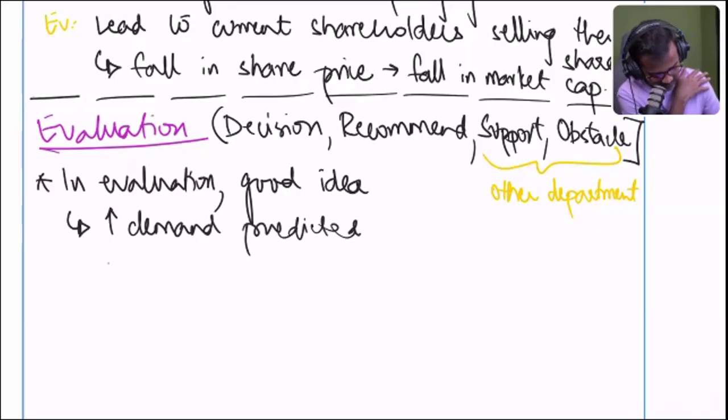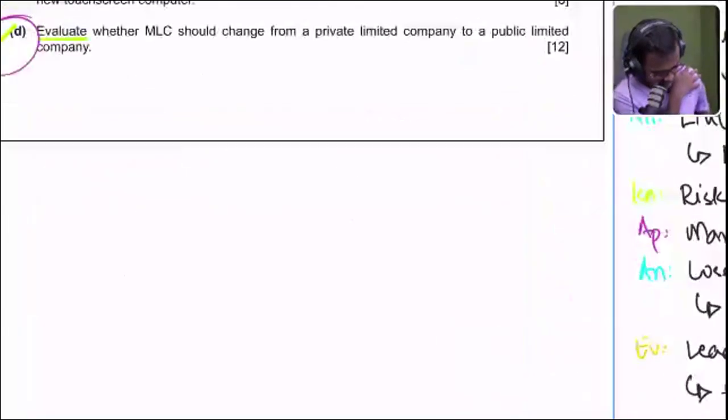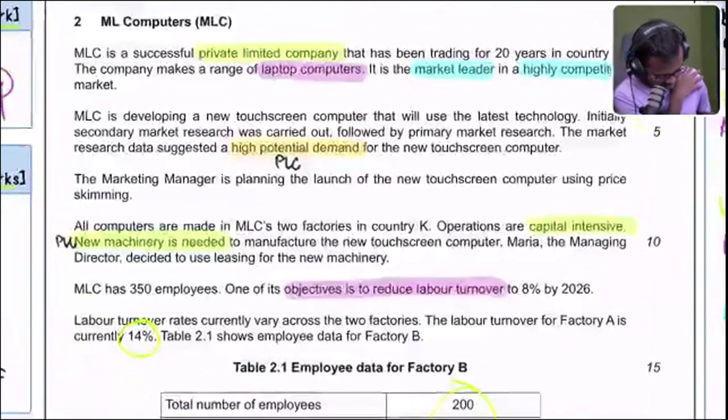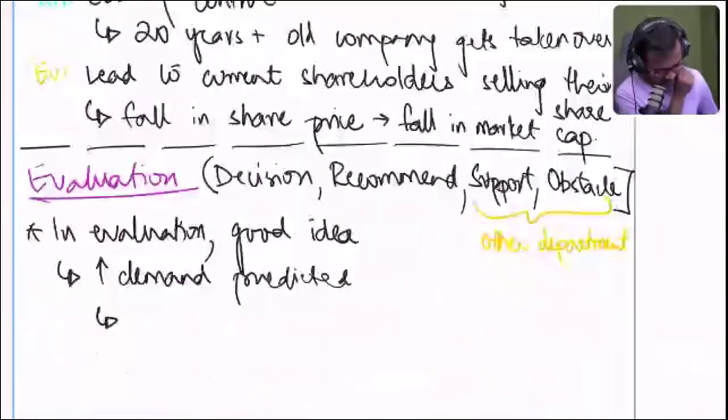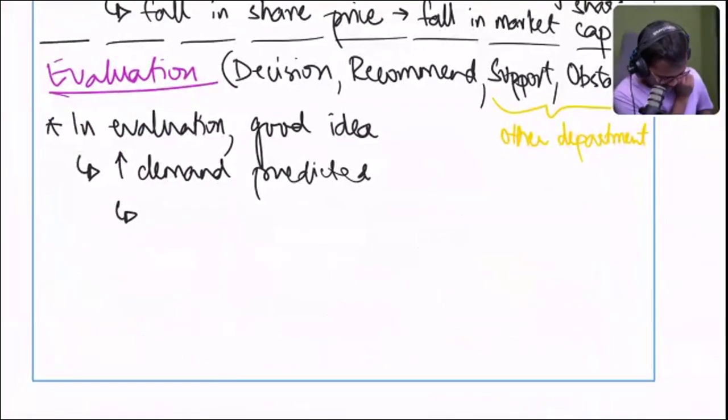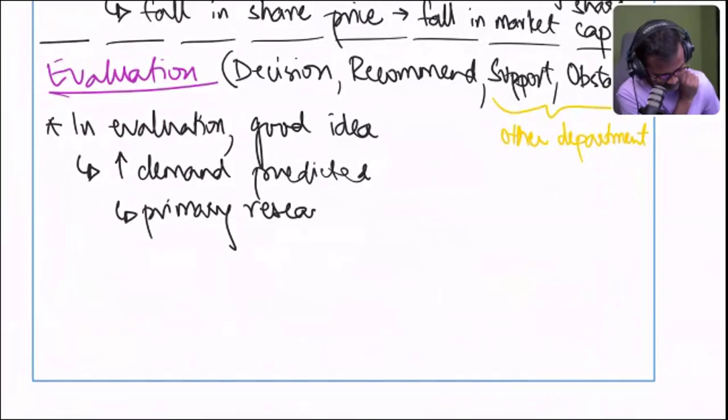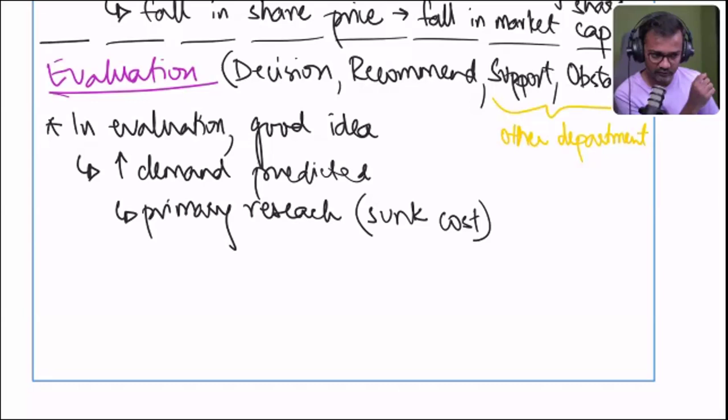And how do we know there's high demand? Again, this was mentioned in the case study here that they conducted secondary and primary research that told them there's high potential demand for new touchscreen computers. So bring that into your discussion. There's high demand, and this is also backed up by primary research, which we've already conducted. And this would be a sunk cost if you don't do anything about it. So you make sure you drive that point home.